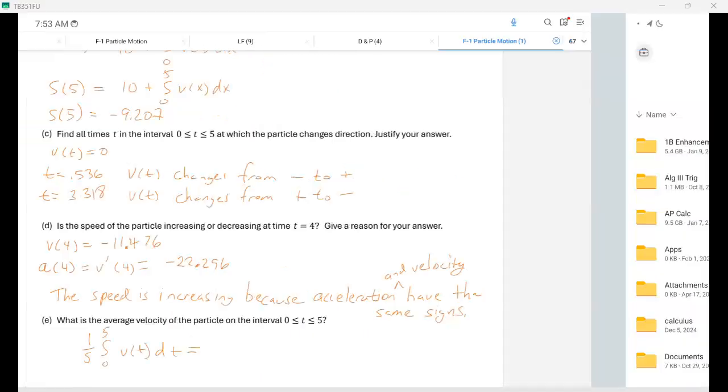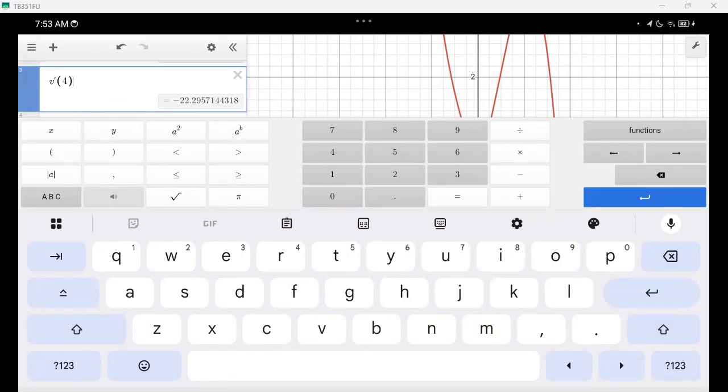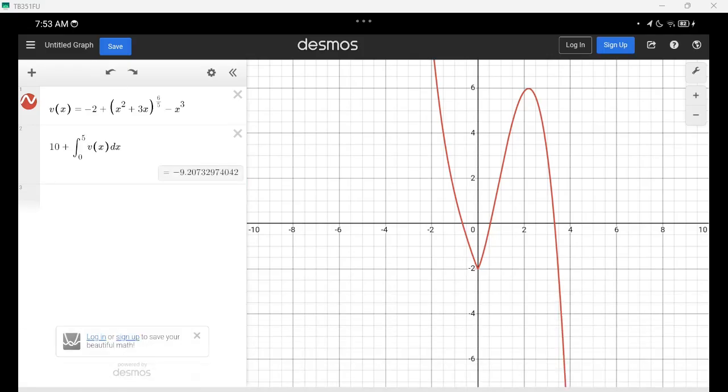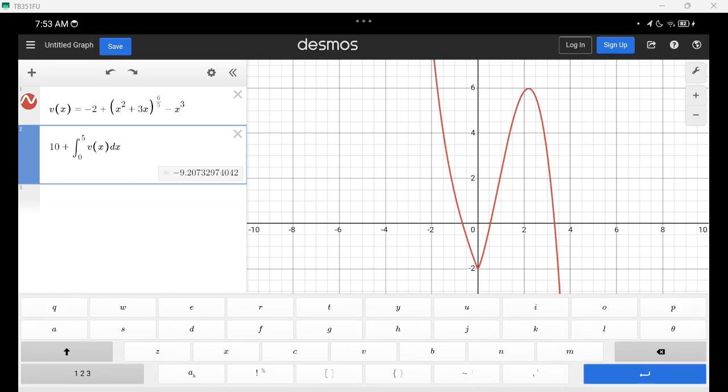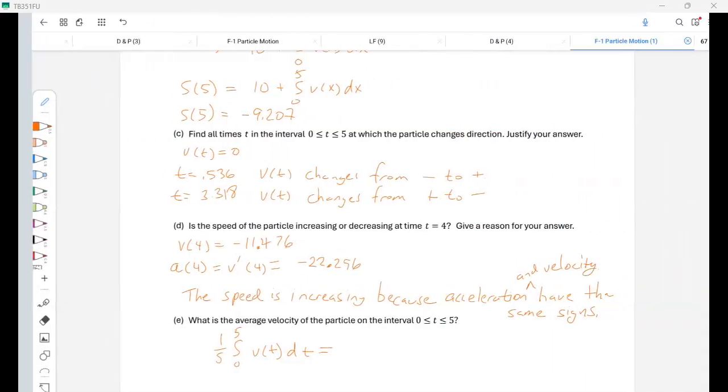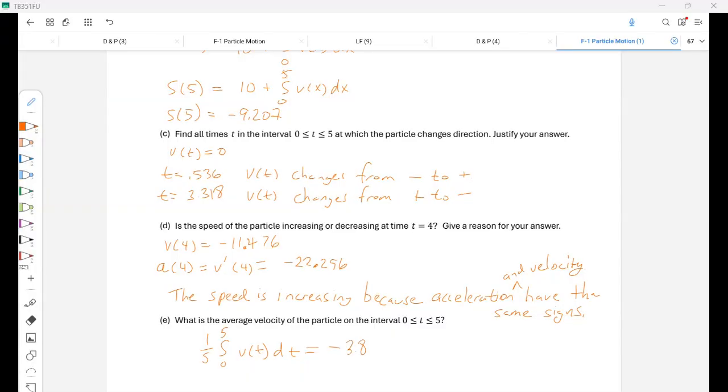And just right back to Desmos. Too bad I deleted my integral. Hey, I didn't. Look at that. So we got 1/5 of the integral, and that's negative 3.841. Boom. And that is the average velocity.